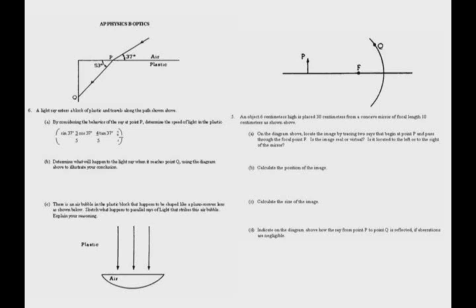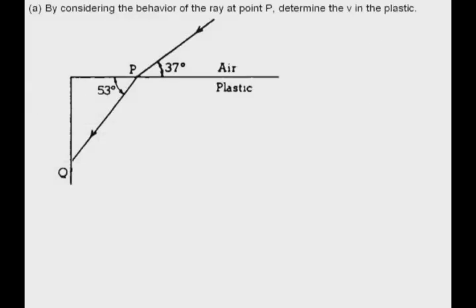AP optics problems. First one, we have a light ray going into plastic. They're asking us to determine the speed inside of the plastic. That comes from this relationship. This is the definition of what n is. It tells how much the speed of light slows down inside of that material.